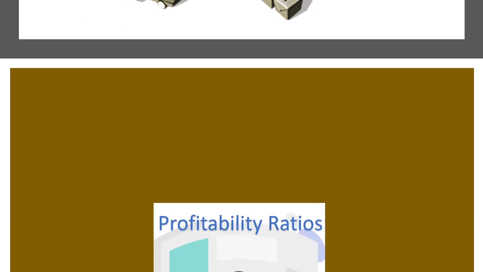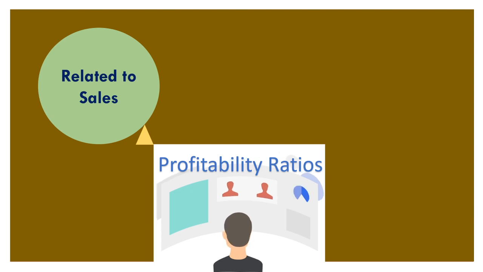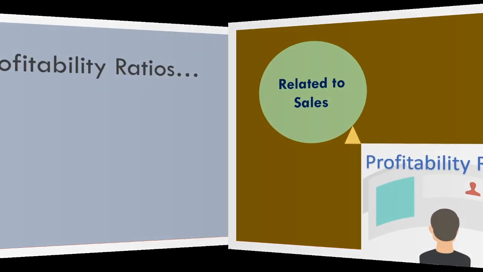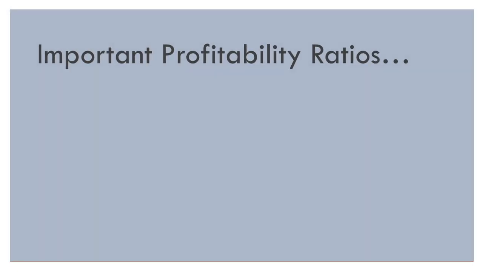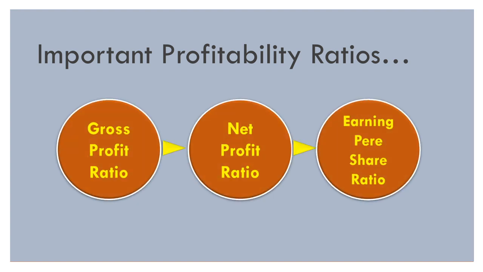Thus, profitability ratios are of two different kinds: profitability related to sales and profitability related to investment. Under this, there are three important ratios to discuss in detail. The first one is gross profit ratio, then net profit ratio, and earning per share ratio.